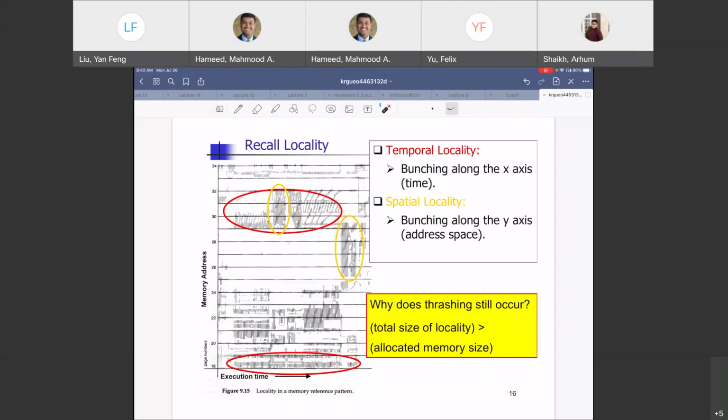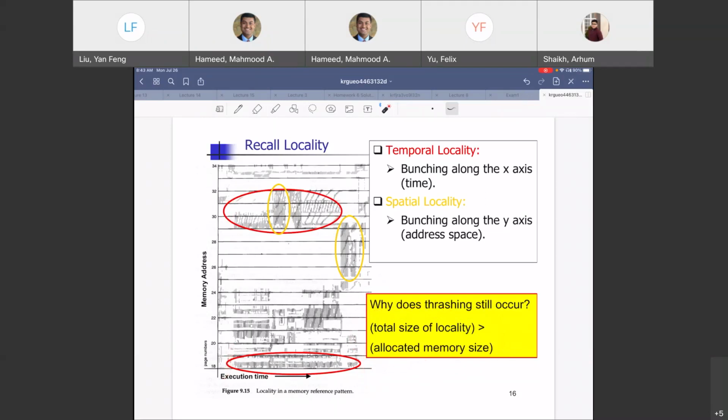What do you do then? Which means we could still have thrashing, right? So thrashing could still occur, even if we follow the principle of locality and assign frames based on that. We could still have the problem of thrashing because the total size of locality could be greater than the allocated memory size. We could have an oval here which is longer than what we have allocated to it.